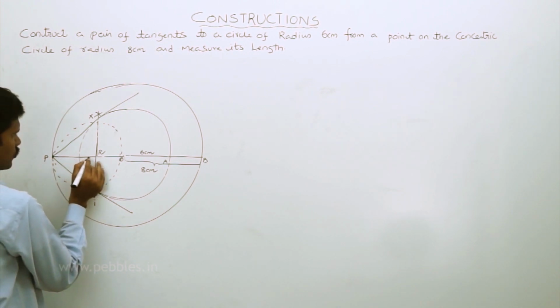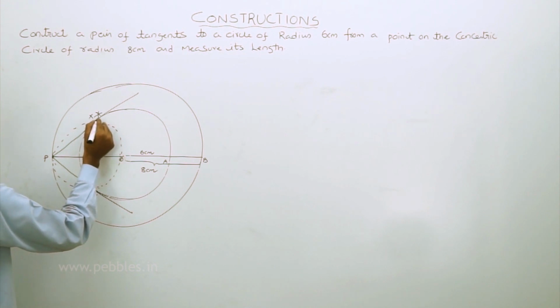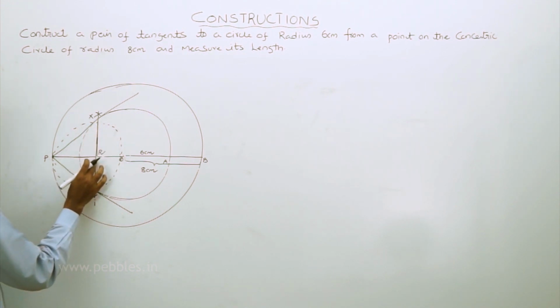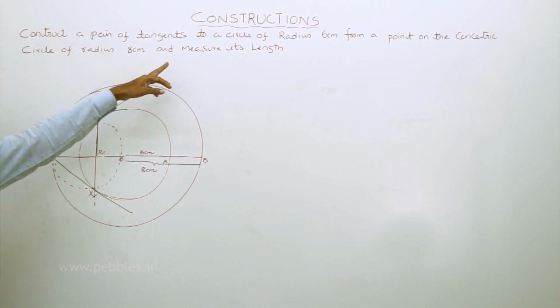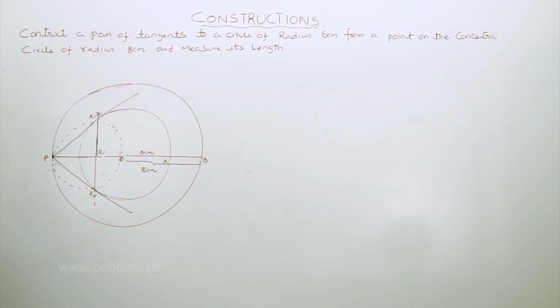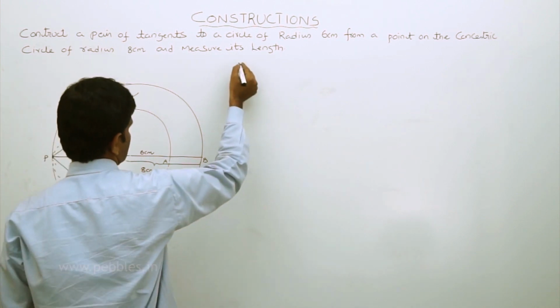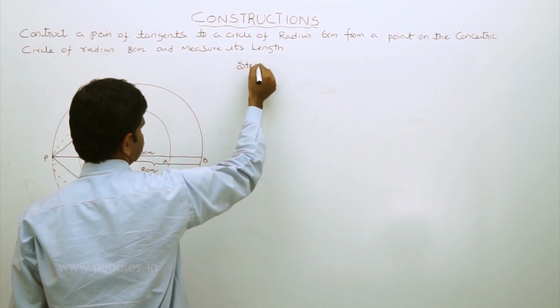Now we know that this is the inner radius, which is the outer radius. Now we have to find the measure of its length. Now let us see steps of construction.